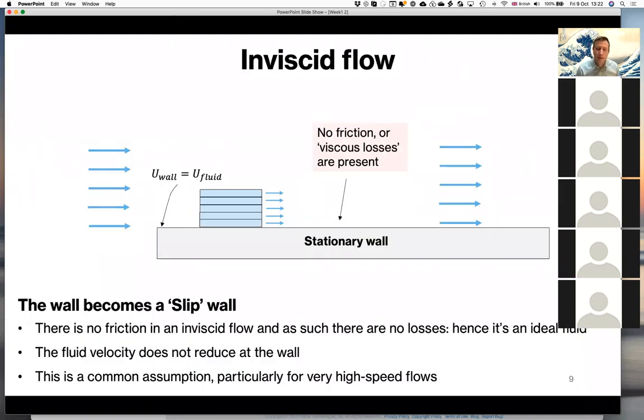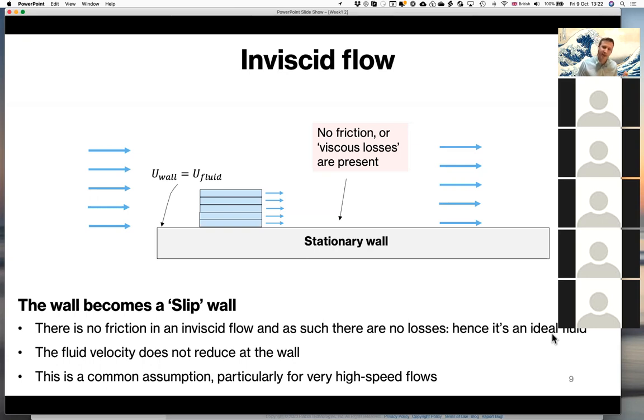But if you take away viscosity, as we did in that last 1D assumption, you start to see what the impact of the inviscid flow assumption is. And here you can say now that there is no slip condition. The velocity of the flow at the wall is the same as the velocity of the flow away from the wall. As far as the flow profile is concerned, it hasn't changed in the presence of the wall. And this is known as an inviscid flow. And as we said the last time we met, the characteristic of an inviscid flow is that there are no losses. There's no friction, so there's no viscous losses. And hence it becomes known as an ideal fluid.